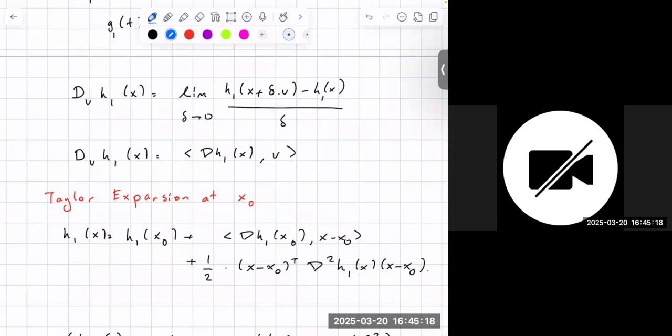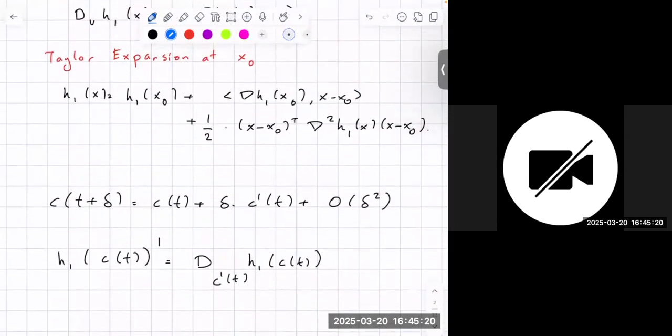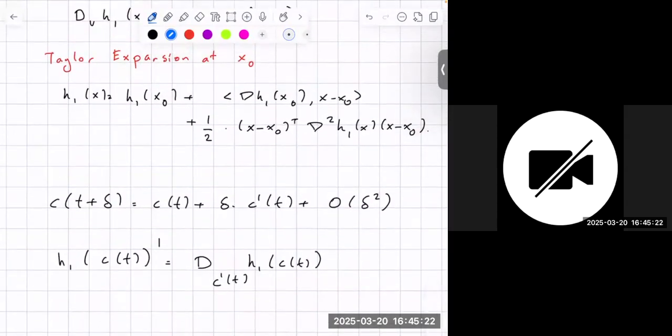Okay, so Taylor, let's get back to our discussion. Now, this is Taylor for my H. Let's do the Taylor for my curve. I'm at a point t. Let me push it a tiny bit. Do the Taylor. Now what's going on is, if I put this or that inside my H1, the answer should always be 0.